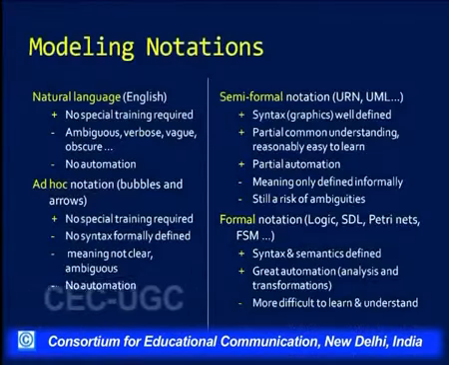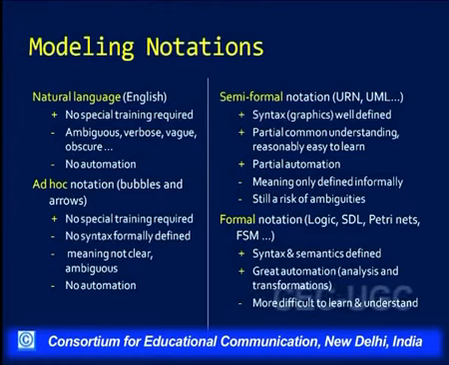Then the next kind of model which is used is an ad hoc notation or ad hoc model, which basically means bubbles and arrows. So it is also again simple, there is no particular syntax required, no special training is required. But again this is not clear and it is ambiguous, and there is no automation which can be performed on it.